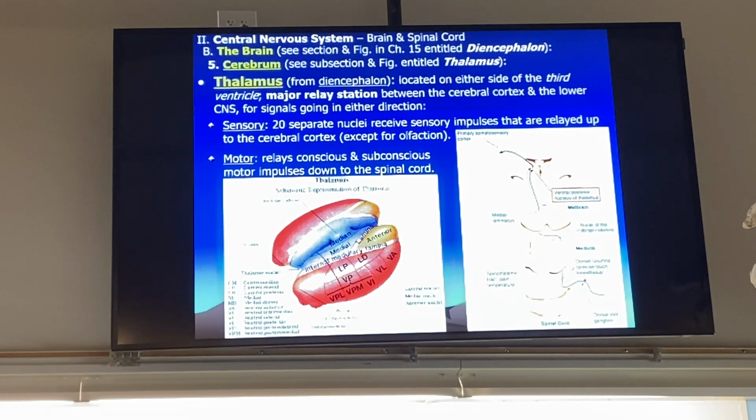There are some motor impulses that relay here, but they're a minority. The vast majority just bypasses the thalamus. And that's why I say, especially for sensory. Yeah, there's a few that do it for motor. So it's not only sensory, but it's mostly sensory.